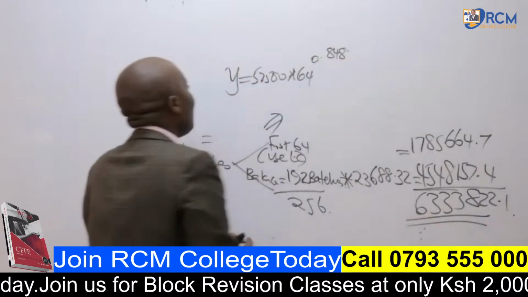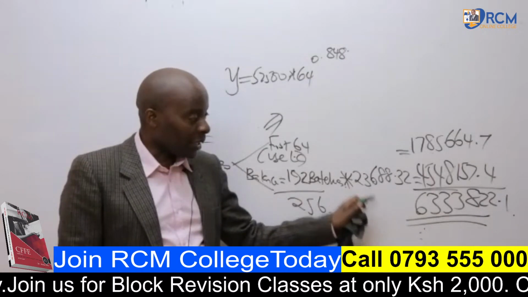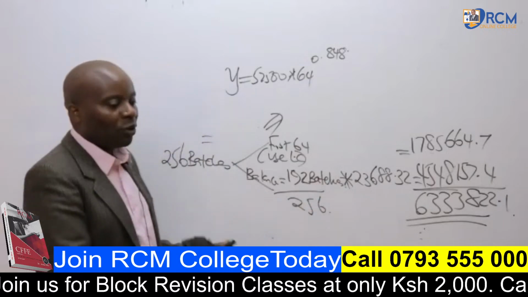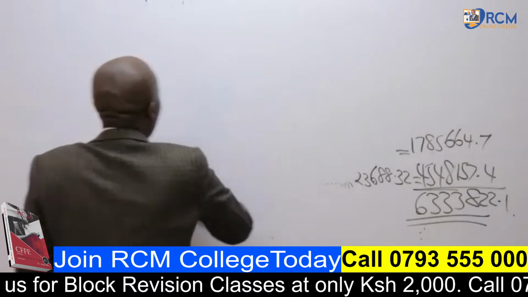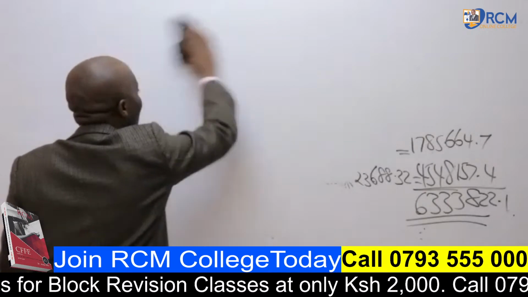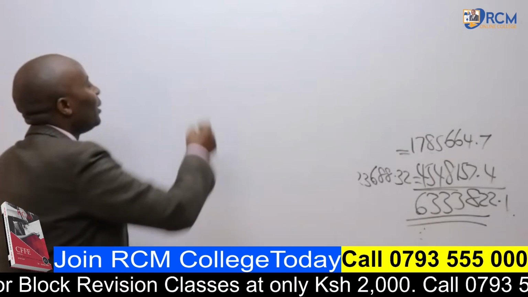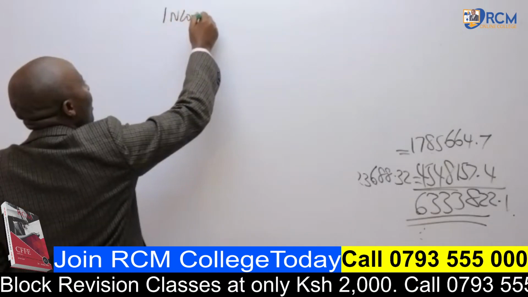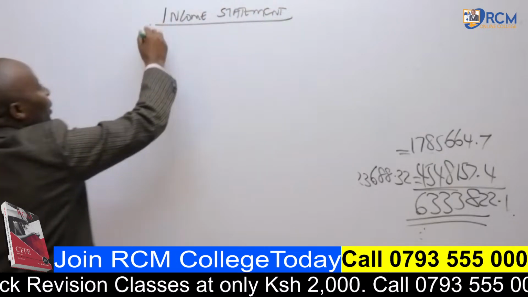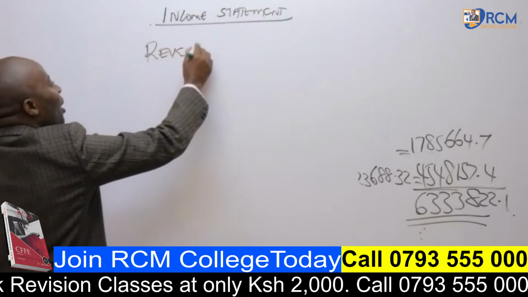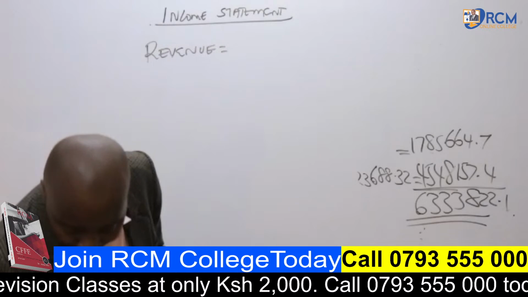Now, once I've gotten my total labor cost, please write it like that, I will come right away here and give my examiner the income statement. So we have here the income statement, the profit and loss account. We start with revenue, ladies and gentlemen, revenue.